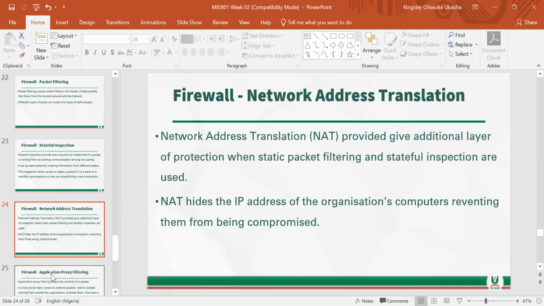Network address translation provides an additional layer of protection when static packet filtering and stateful inspection are needed. Network address translation hides the IP addresses of the organization's computers, preventing them from being compromised.